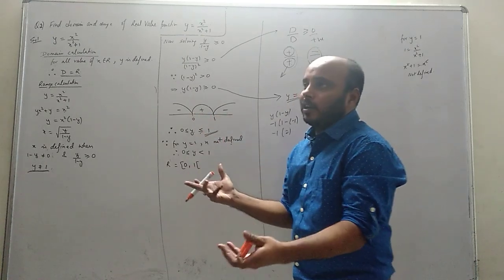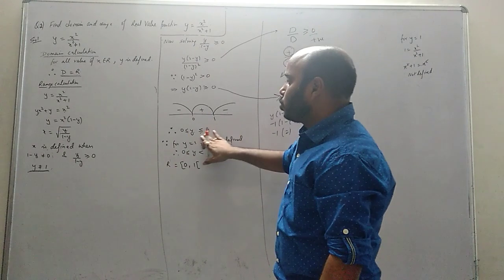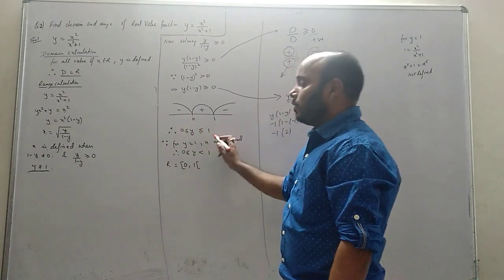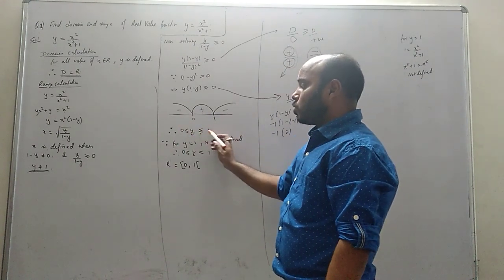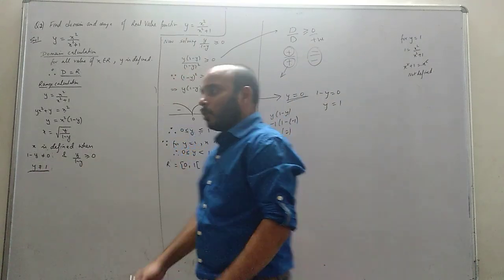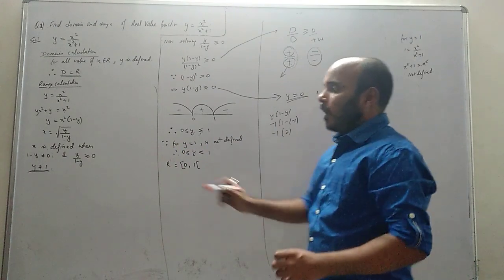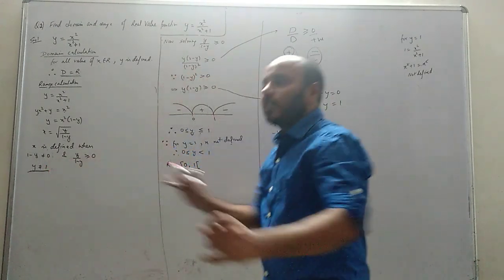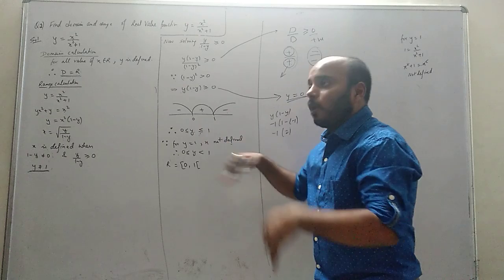These y values are what? Range. Now see, we got two situations. One here, greater than equals to 0, less than equals to 1. Here, not equals to 1. So now there is a contradiction. In one condition we are getting 1 नहीं होना चाहिए. In the other condition we are getting 1 होना चाहिए.